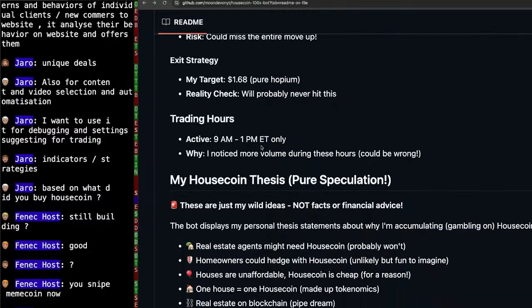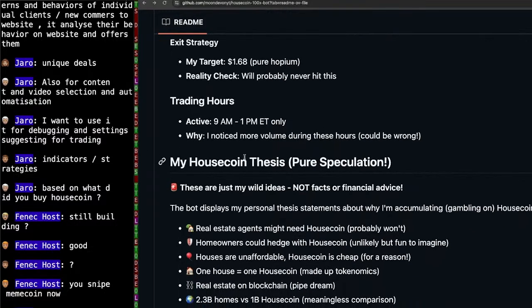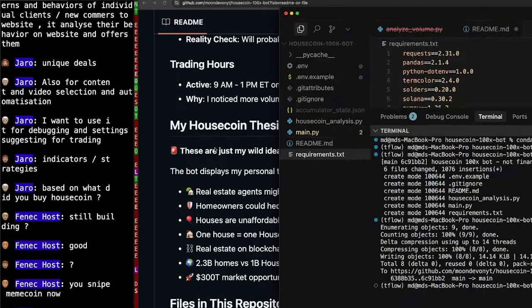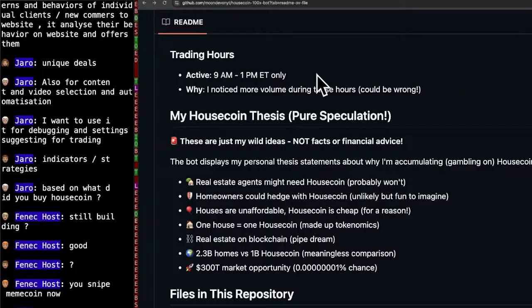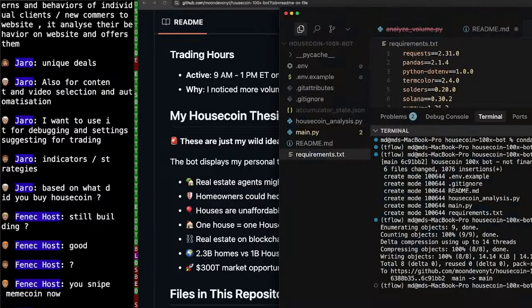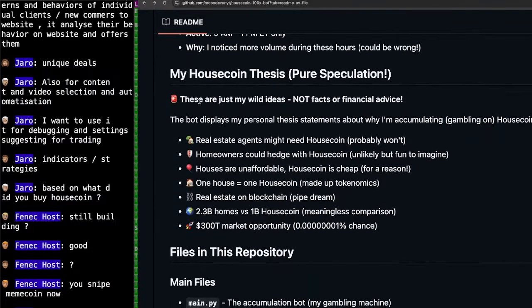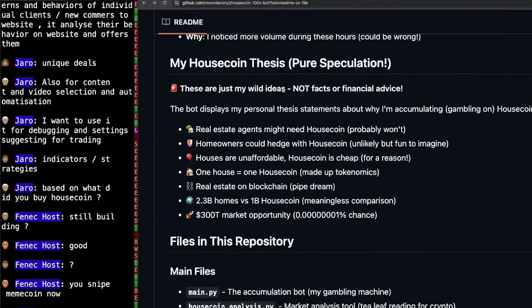Trading hours, 9 a.m. to 1 p.m. Eastern. I see it says the trading hours are 9 a.m. to 1 p.m. Eastern, but put in parentheses that it is configurable. Why? I notice more volume during these hours, could be wrong. My Housecoin thesis, pure speculation. Real estate agents might need, probably won't.